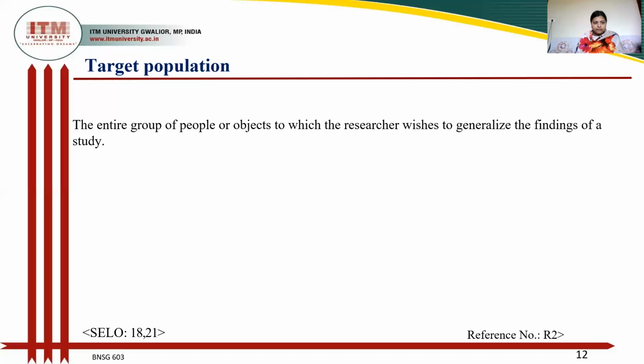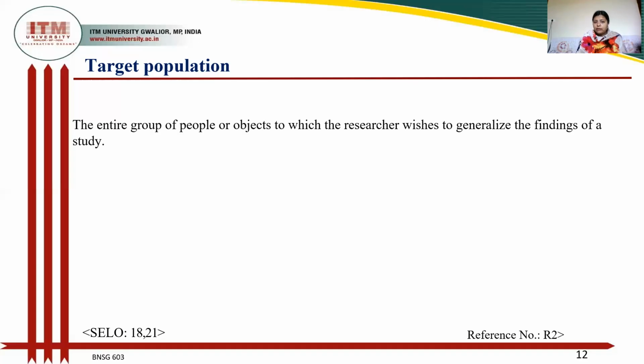Now, in that accessible population, it may not be possible for a researcher to go to every person or every hospital. If I consider Gwalior, there may be so many hospitals. So I cannot go to every person, but I can select some of the people. So now I selected only ITM hospital nurses. When I say it is only for the ITM hospital nurses, that becomes the target population. Okay, so those particular people become our target population.